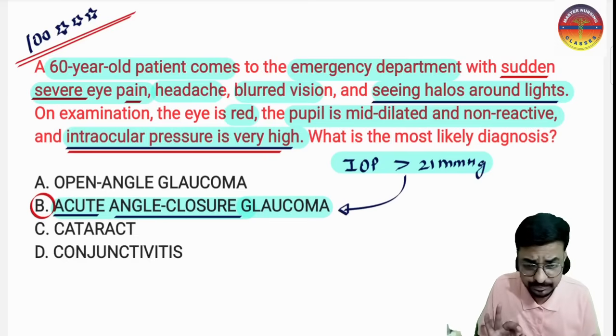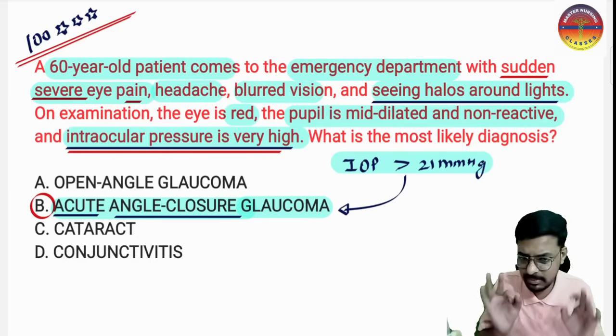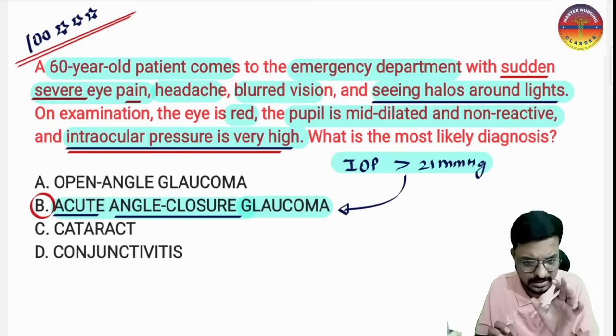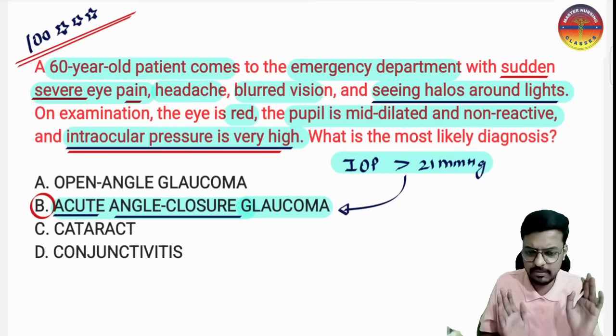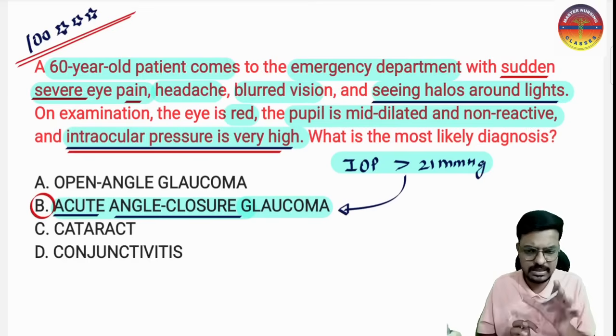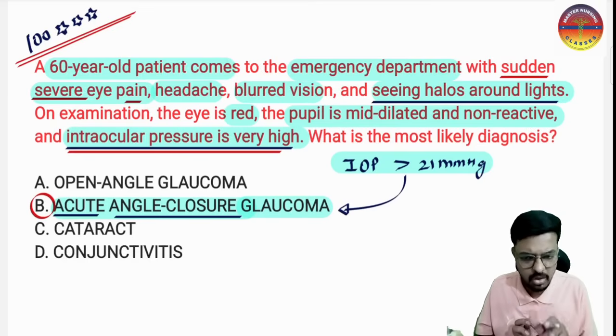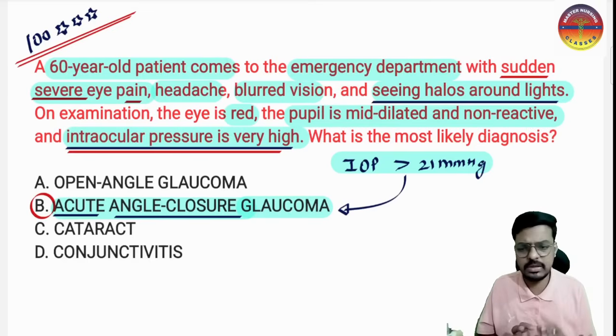There is loss of peripheral vision first, then the central vision at the last. When peripheral vision is lost, only central vision is present, and that is what we call tunnel vision. Tunnel vision is classically seen in open angle glaucoma. So that is open angle glaucoma.